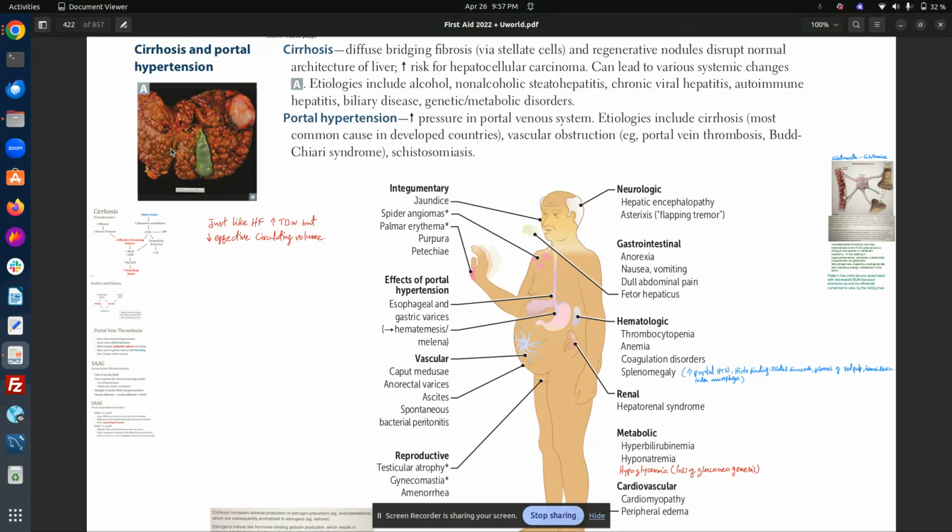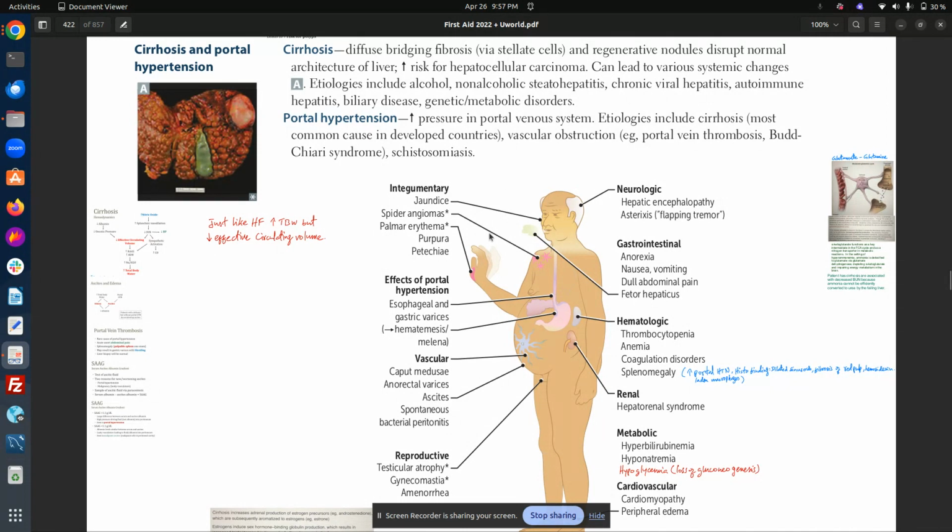But the thing which is important and which you should remember is that cirrhosis is not the only cause of portal hypertension. There are multiple causes, but the most common cause in developed countries like America is cirrhosis. Other causes are vascular obstruction, like portal vein thrombosis. When there are thrombi within the portal vein, it can also lead to portal hypertension. When there are thrombi within the hepatic vein, which is called Budd-Chiari syndrome, it can also lead to portal hypertension. And schistosomiasis. These are all the different causes of portal hypertension.